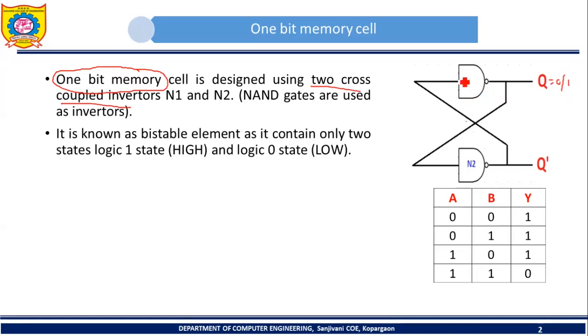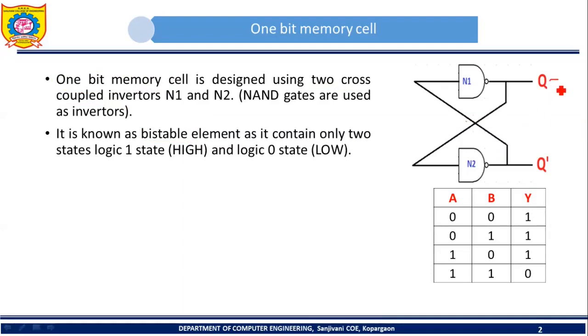Okay, so that's why this particular circuit is called bistable. This circuit will be stable either in state 0 or in state 1. It has only two states, so that's why it is called bistable. Simple. Now let's try to perform analysis of this circuit.